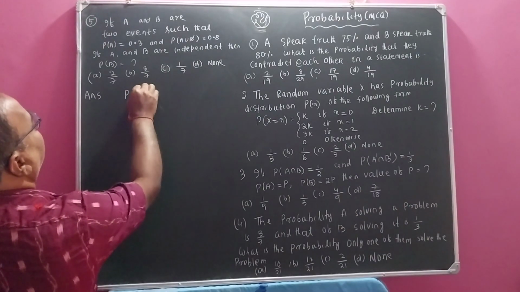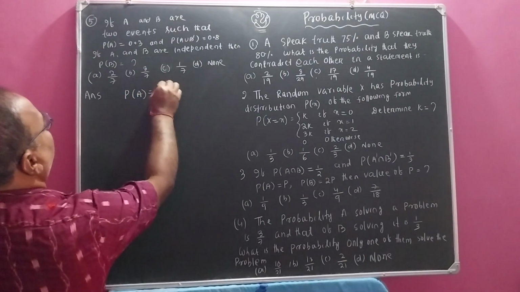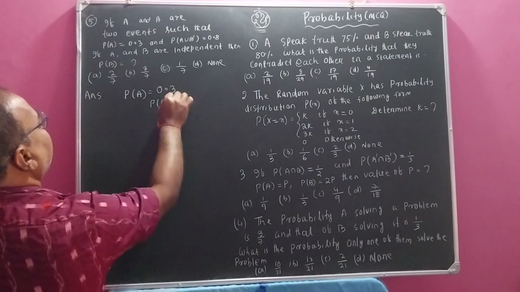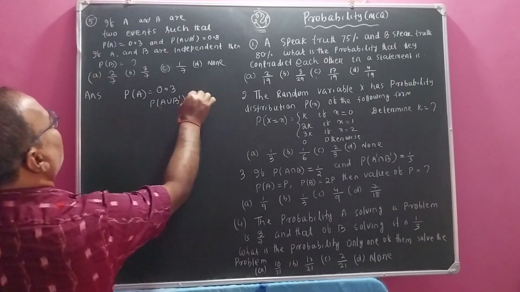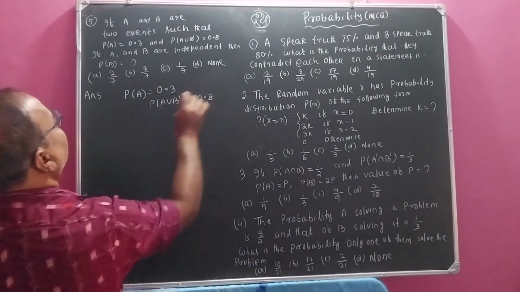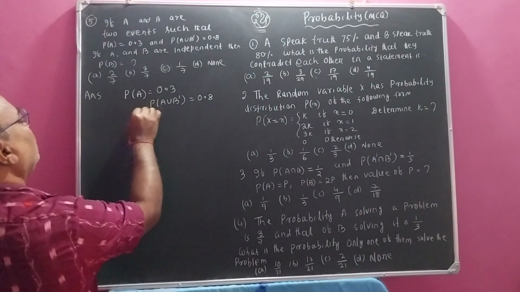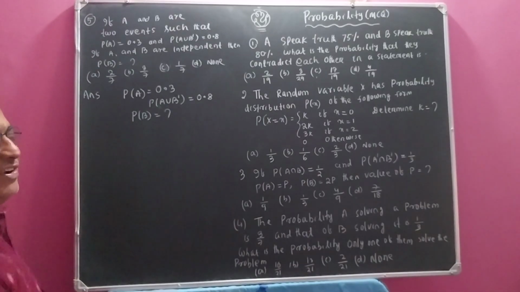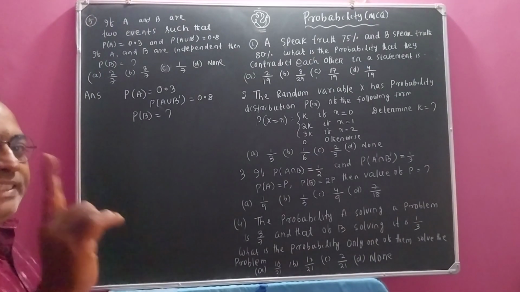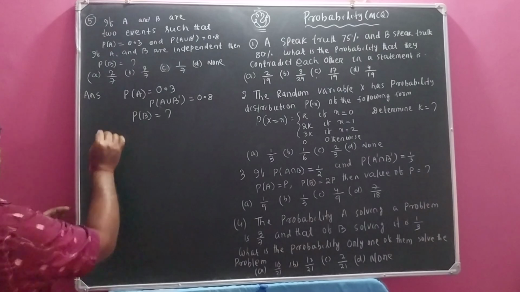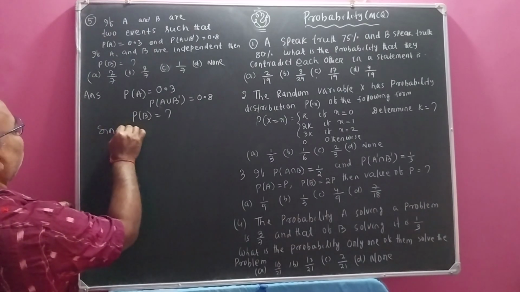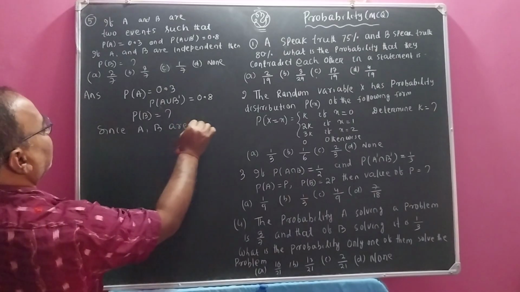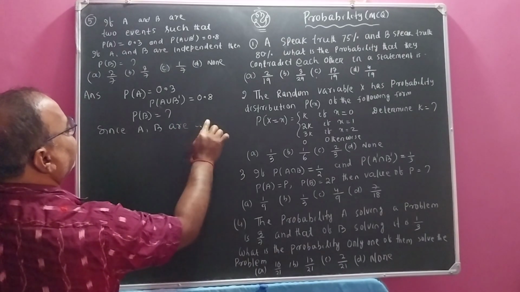Probability of A is equal to 0.3. Probability of A union B dash is equal to 0.8. Our aim is to find out the probability of B. Okay? Since A and B are independent.